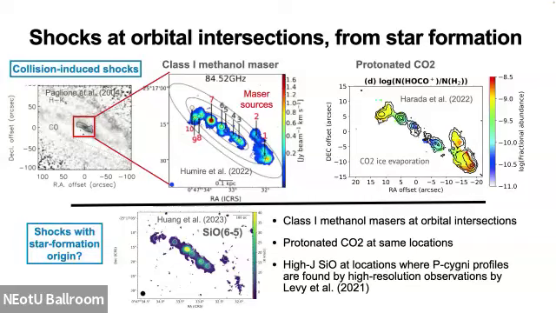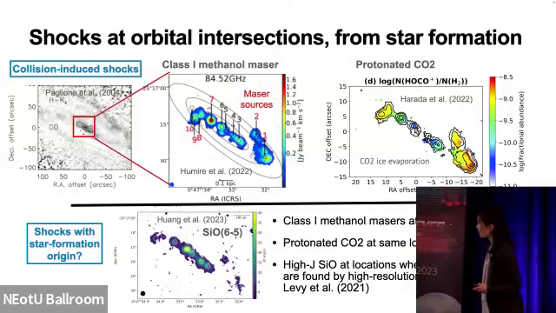You may not be familiar with this molecule at all, but this is a protonated CO2. So we think that CO2 ice is evaporated because of the shock, and after protonation, we observed this. So it's enhanced at the location of these cloud collisions. And some of the shocks may be coming from the star formation as well.